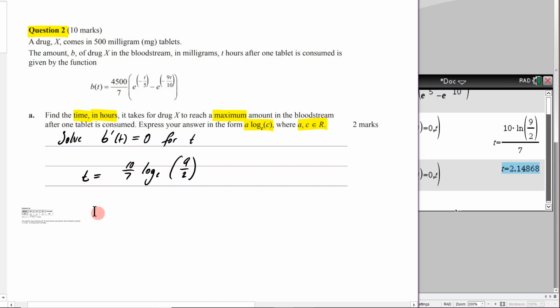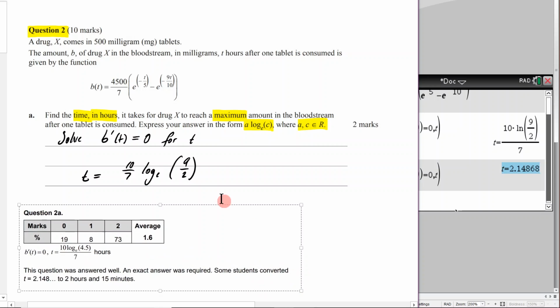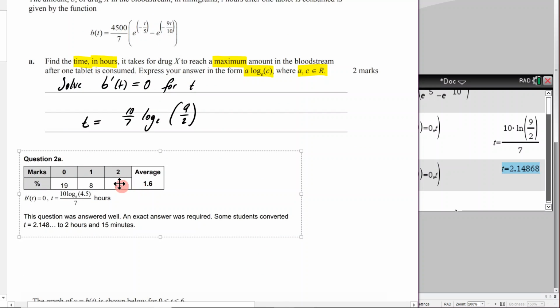Let's now look at the examiner's report to see how people went with this question. As you can see, 73% of people got the full 1 mark. We have the working out here of the derivative, setting it equal to 0, solving it for t, and finding out that t is equal to this. That is correct.